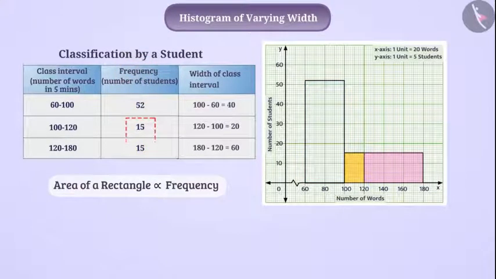Since the frequencies of the class interval 100 to 120 and the class interval 120 to 180 are the same, the area of rectangles representing them should also be the same, but the area of both appears different here. We can also understand it mathematically.